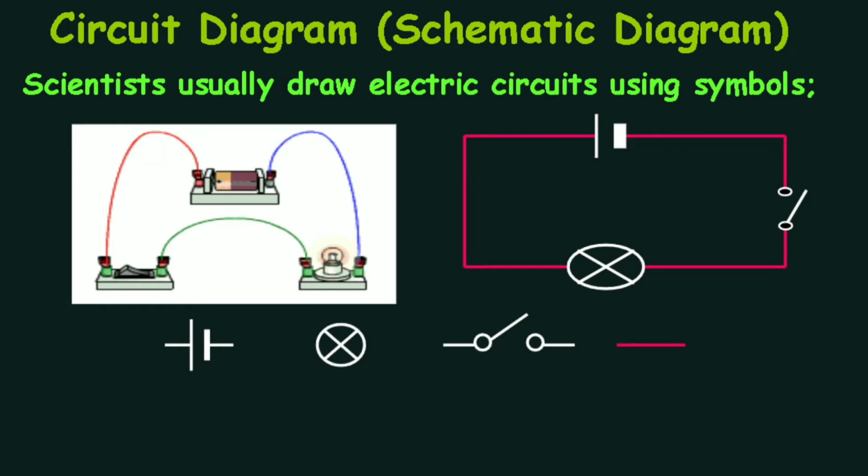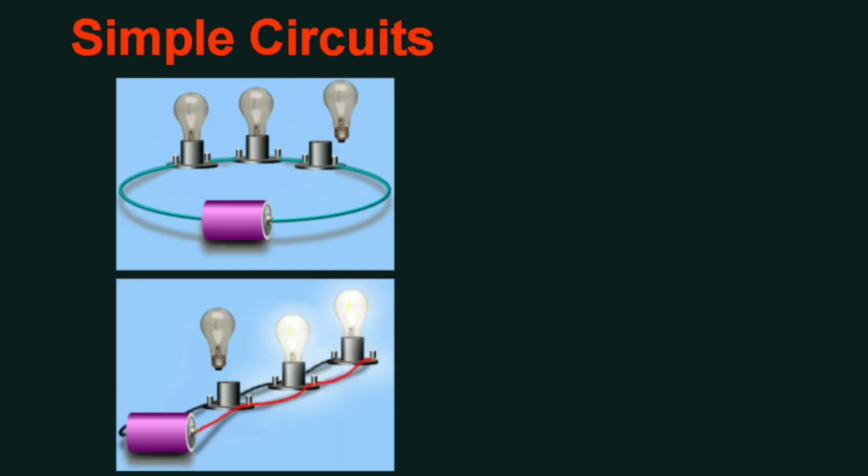The symbols used in the schematic diagram have the following meaning. This symbol is the cell. The next one is the symbol for the lamp. Next is the switch, and the last one is the connecting wire.